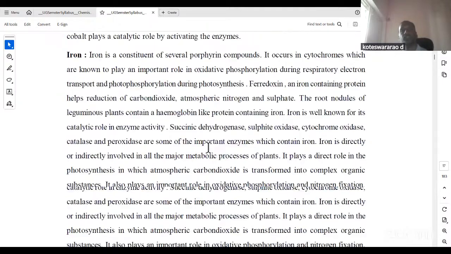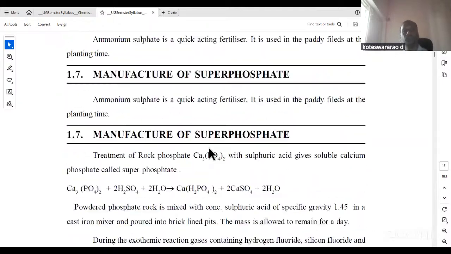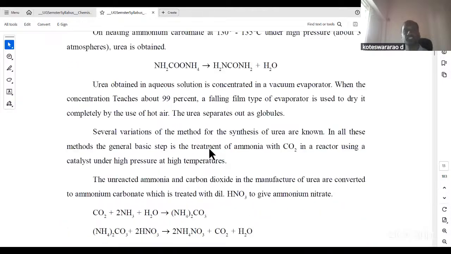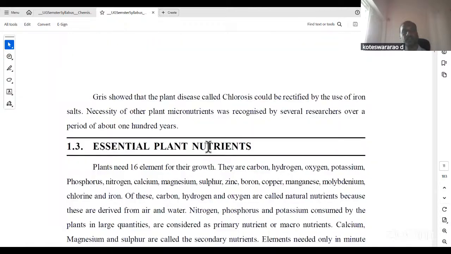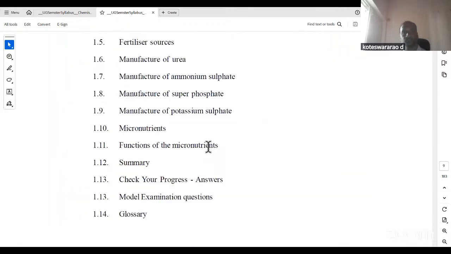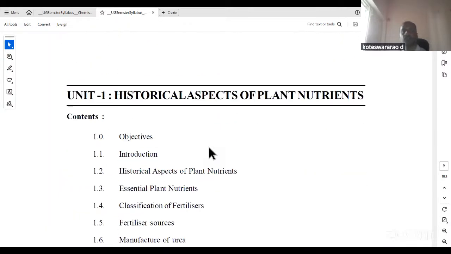This is about the introduction and some small history of the plant nutrients and their utilization in the plants. Okay, historical aspects of plant nutrients.